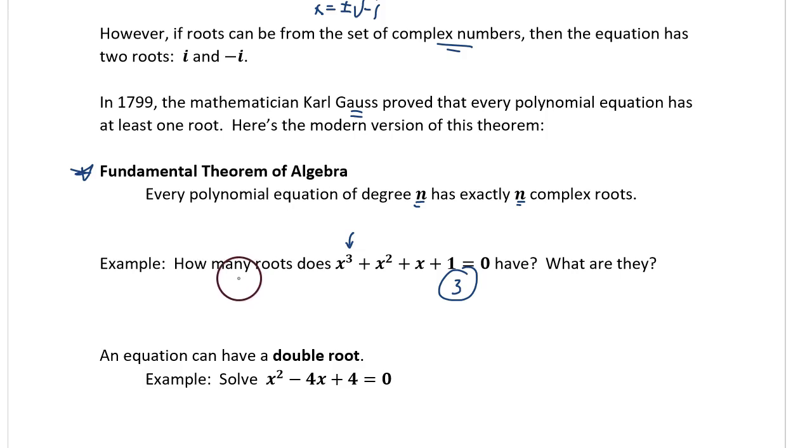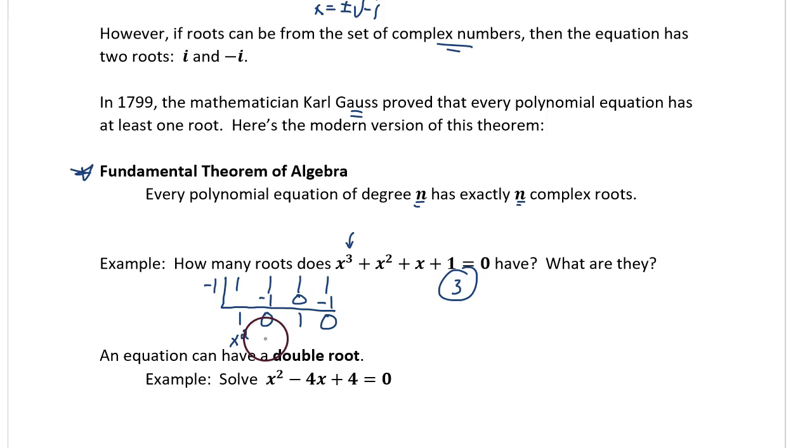Let's try synthetic division. 1x cubed, 1x squared, 1x, and then 1 is the constant. And let's divide a number in there. Maybe -1 is a root. Bring down the 1. 1 times -1 is -1. These add up to 0. These times to 0, add these, multiply, and add these. -1 is a root.